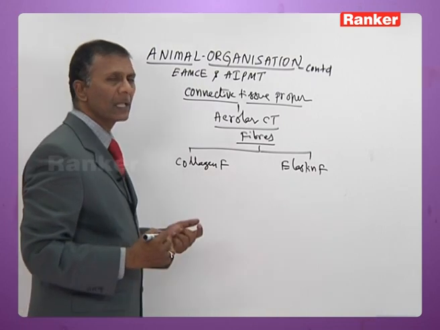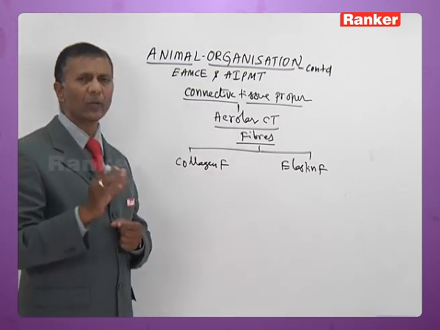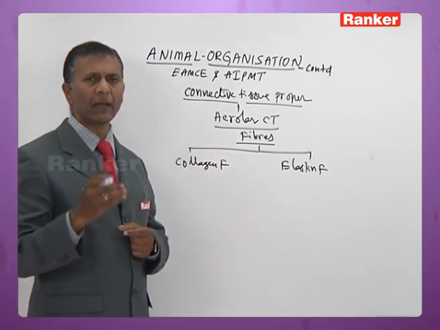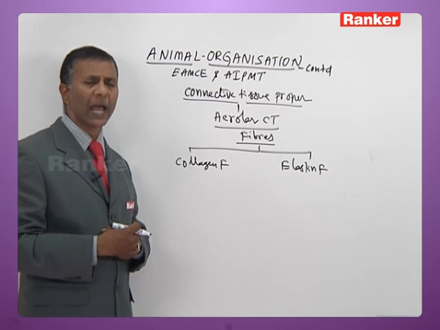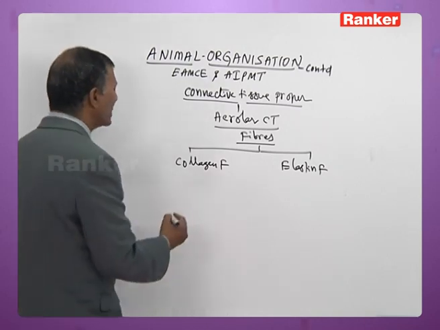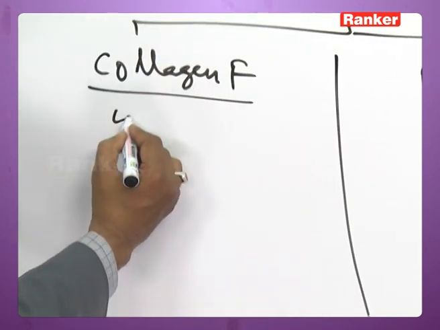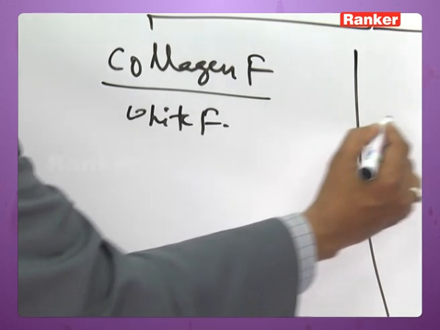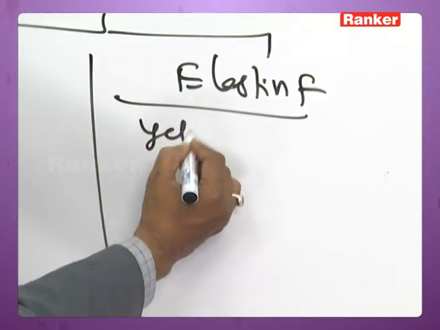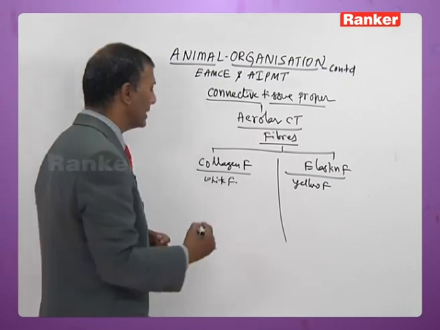Now the fibers. Altogether 3 types of fibers are there in the irregular tissue: collagen fibers, elastin fibers and reticular fibers. The most important are collagen and elastin fibers. Collagen fibers are also called white fibers because they are made up of a protein called collagen. And elastin fibers are called yellow fibers because they are made up of a protein called elastin.